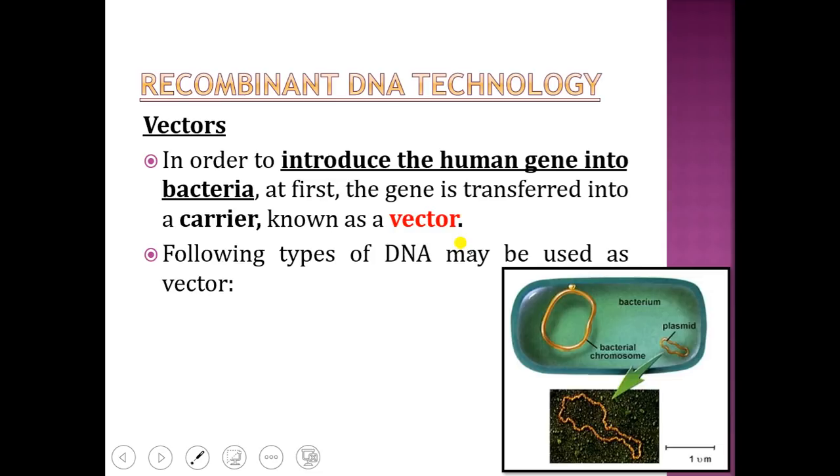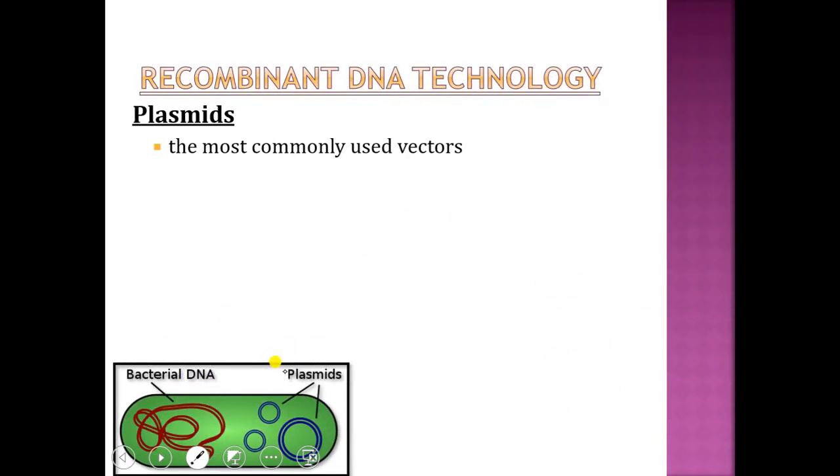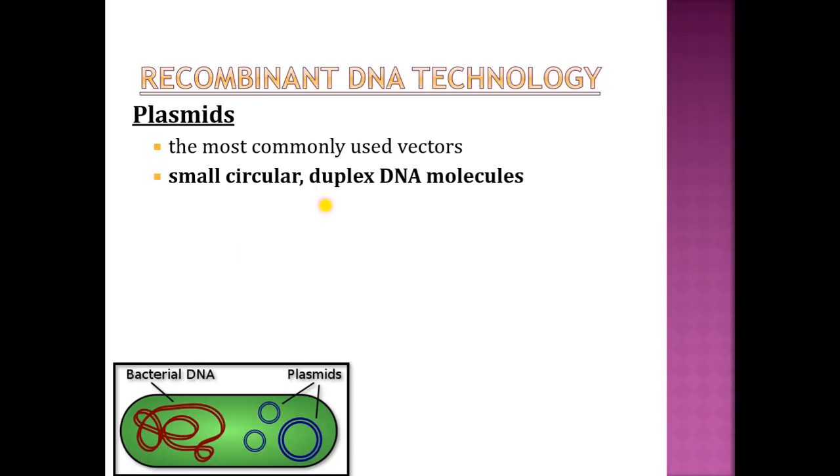There are different varieties of vectors available. We are going to discuss plasmid, bacteriophage, and cosmid. They have their own properties, and based on that they are utilized in recombinant DNA technology. First, plasmid. It is the most commonly used vector for the process of recombinant DNA technology.